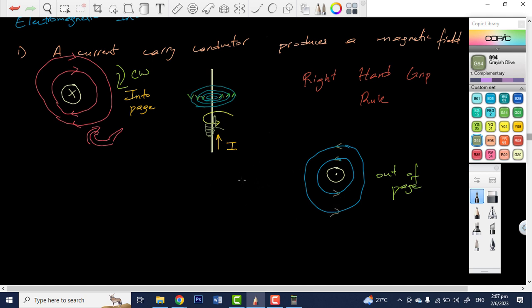So we need to know these things, right? And we need to know that the magnetic field around a current carrying conductor, a straight current carrying conductor, is always in the form of concentric circles. By concentric circles we just simply mean, mathematicians, what do we mean by concentric circles?